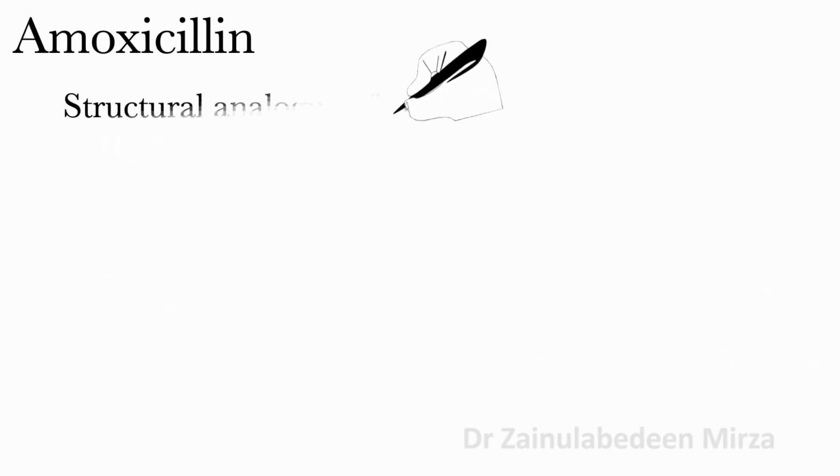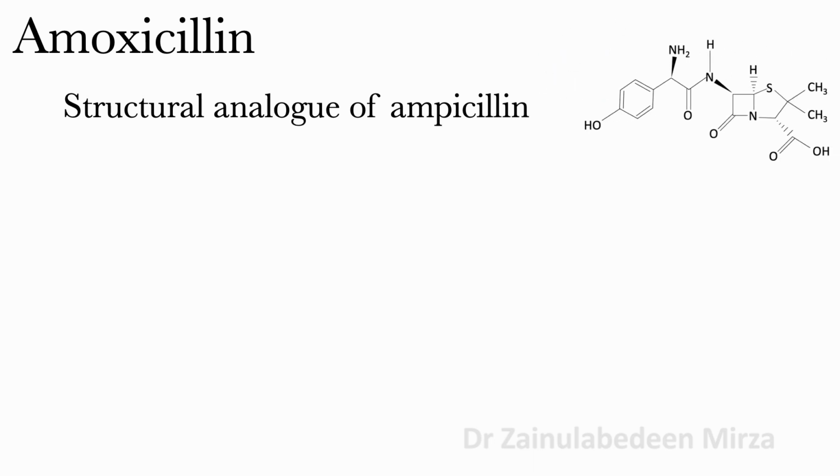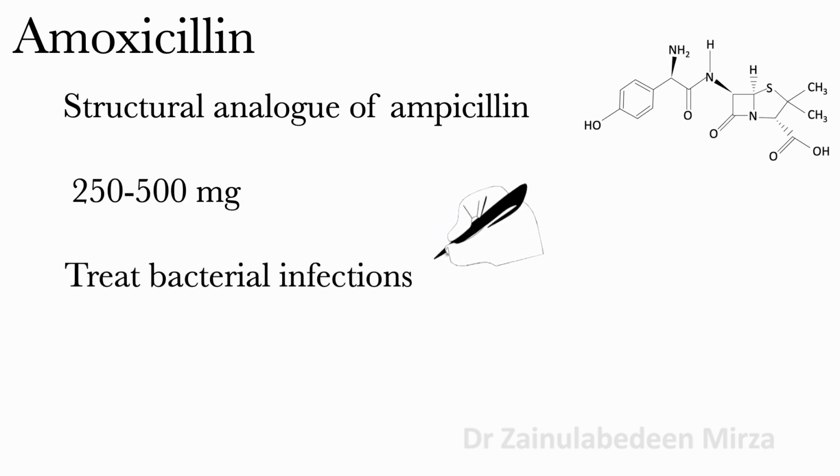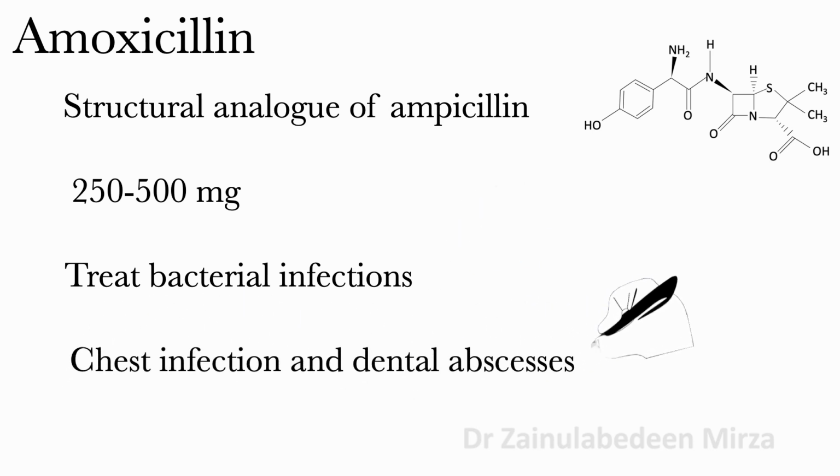Amoxicillin is a structural analog of ampicillin, which is absorbed from the gut. The oral dose of amoxicillin is 250 to 500 milligrams. Amoxicillin treats bacterial infections such as chest infection, pneumonia, and dental abscess.